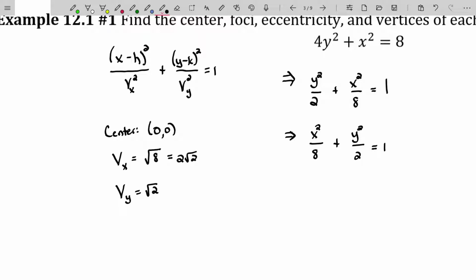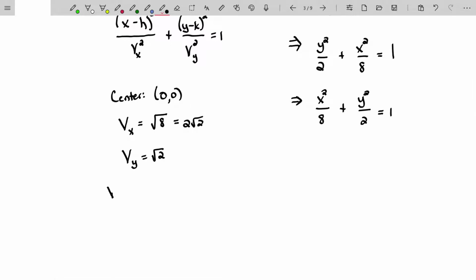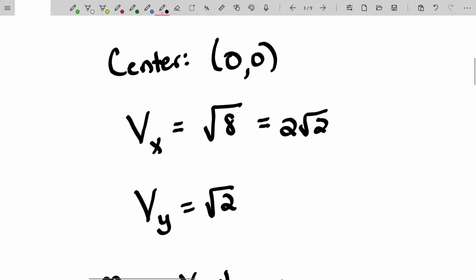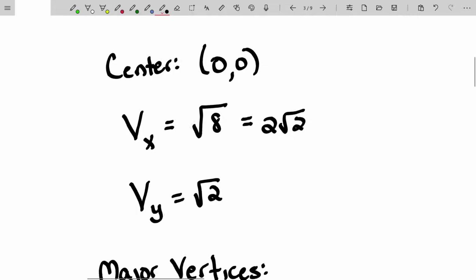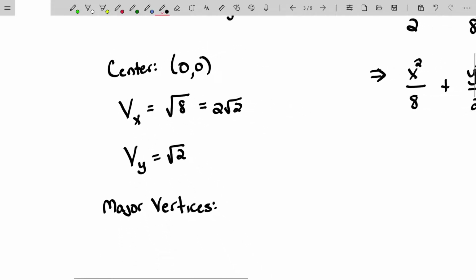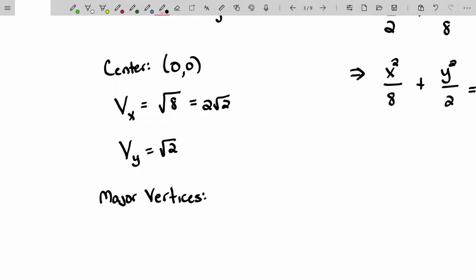Okay, so this will help us find our vertices, right? I will call them major and minor vertices. So the major vertices, those are the ones of the larger group. They're the numbers that are larger, the distances that are larger. Well, between 2 root 2 and square root of 2, 2 root 2 is obviously larger. So our major vertices are in the x direction. They're 2 root 2 units away from the center.